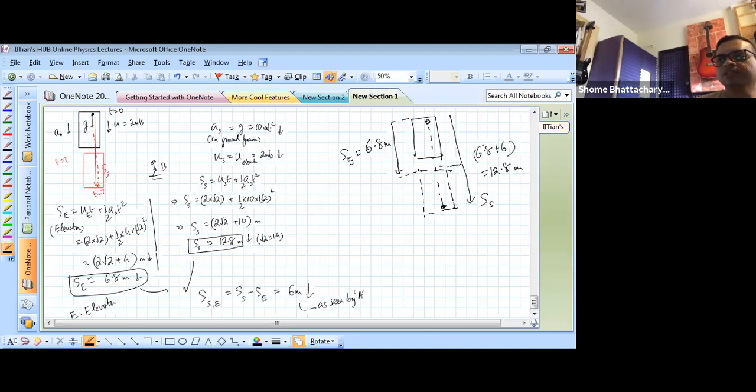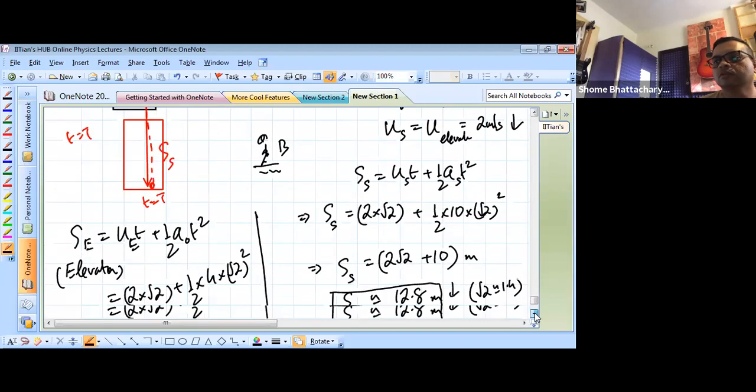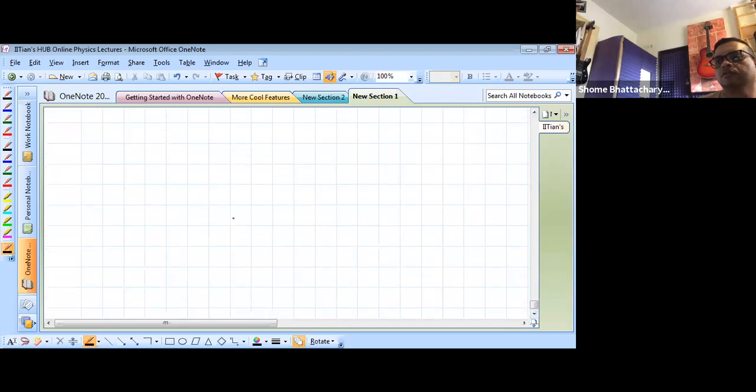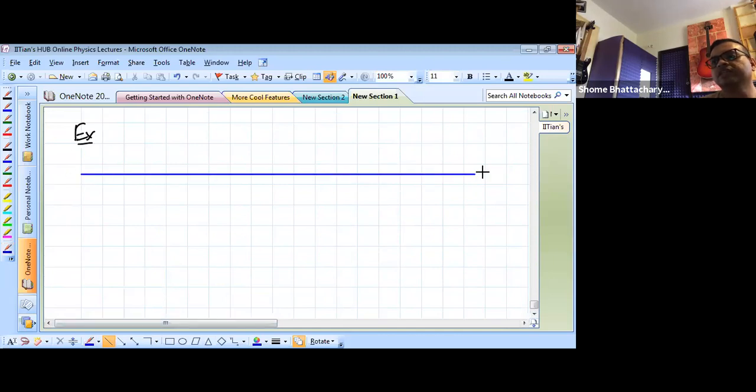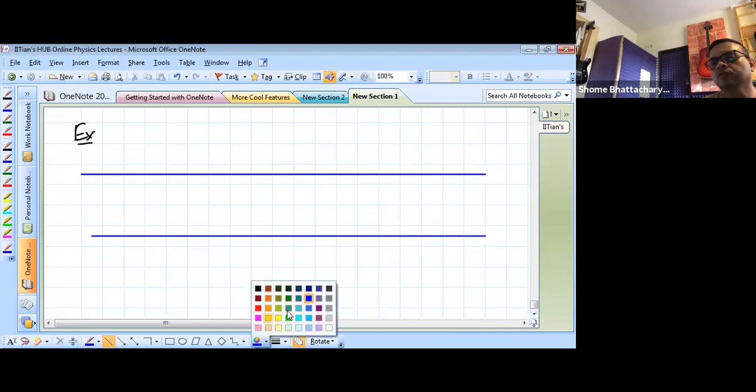Now let us do another interesting question using the relative acceleration concept, or relative motion concept rather. So the next example is like this. We have, let's say, an absolutely straight canal with water flowing at uniform velocity. So the water inside the canal is flowing without any acceleration.